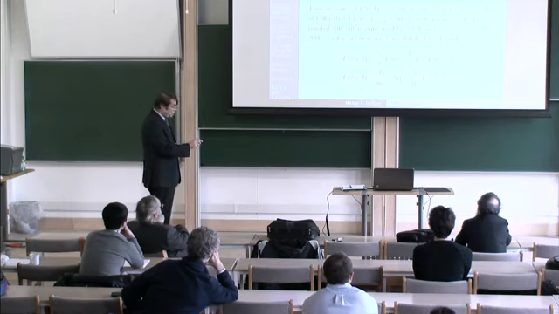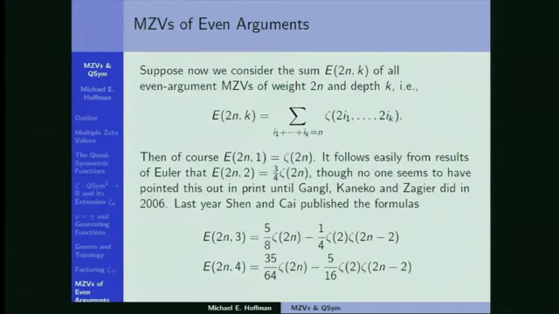Okay, so I'm going to introduce this quantity e sub 2nk. It's going to be the sum of all multiple zeta values with all even arguments such that these add up to 2n. Of course, if there's only one, then it's zeta of 2n.